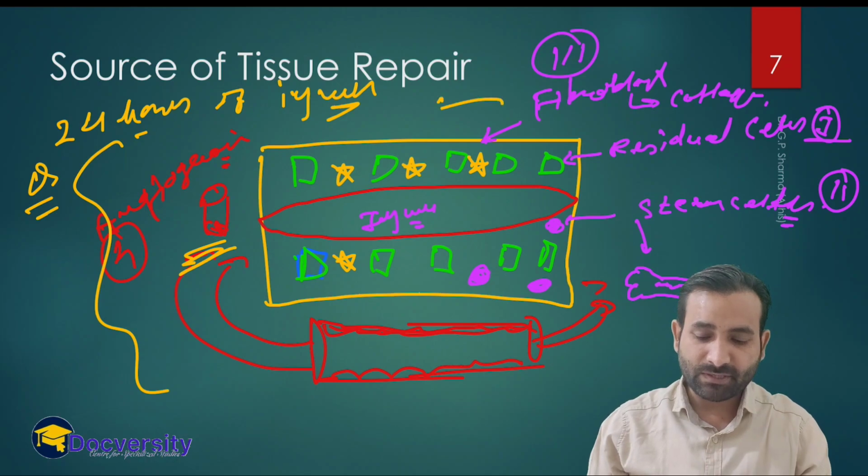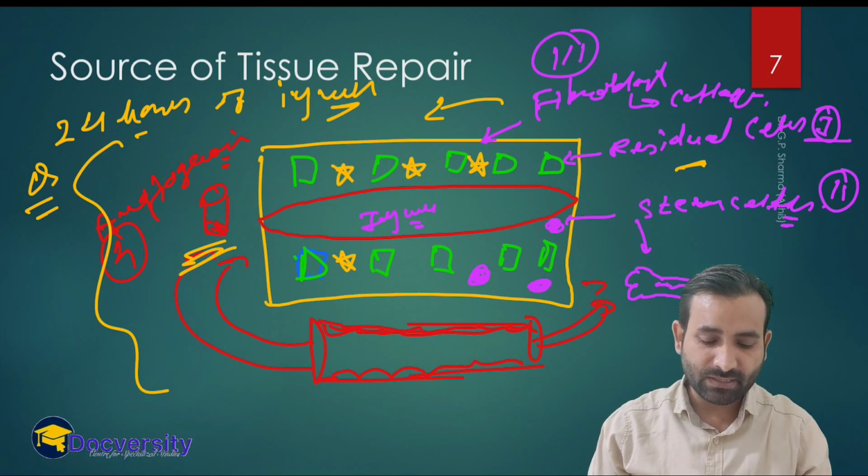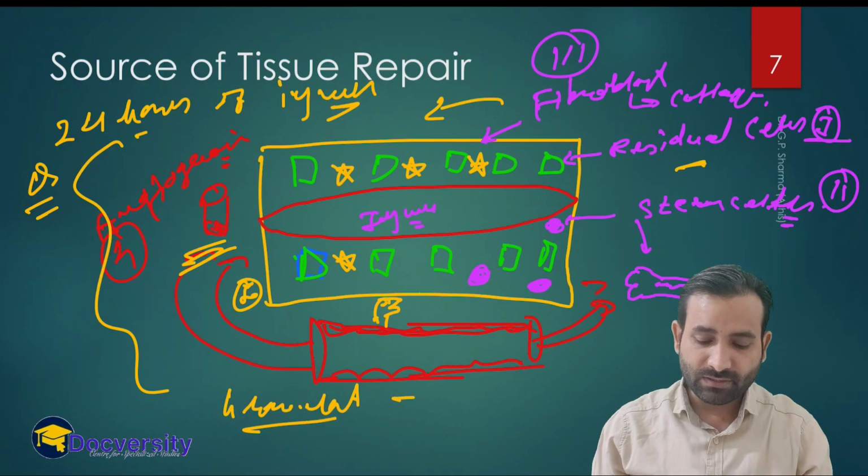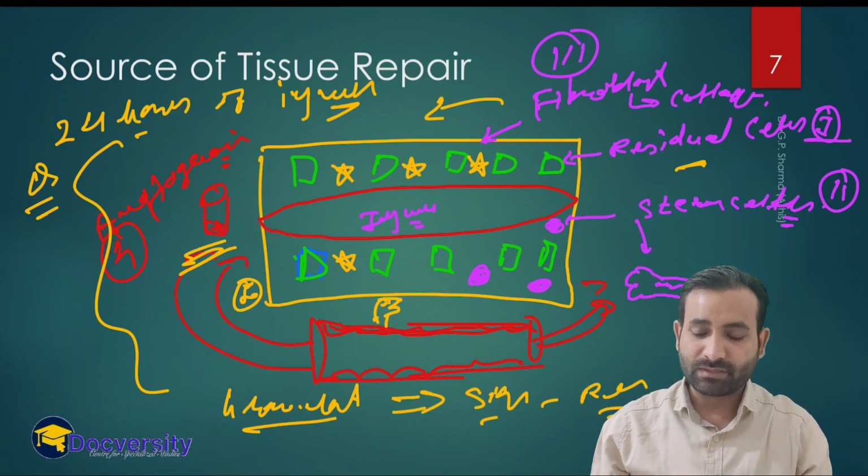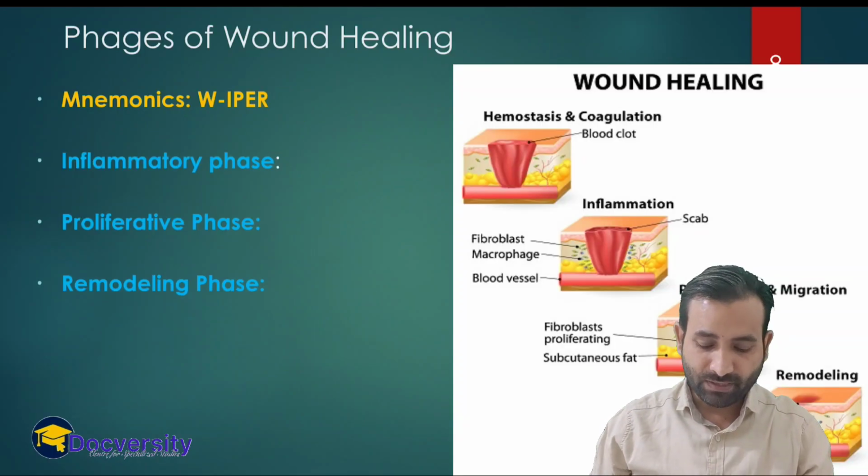The fibroblasts begin to grow, right? The epithelial cells begin to grow. At the same time, we will have the acute inflammatory cells and the chronic inflammatory cells. So they will finally form what? The granulation tissue. Granulation tissue is the sign of tissue regeneration. This is also a question in the exam. Hope you understand. Now let's go to the phases of wound healing.